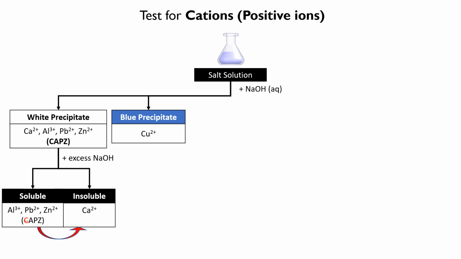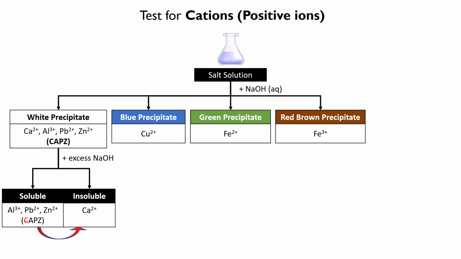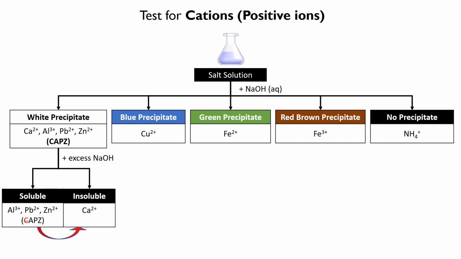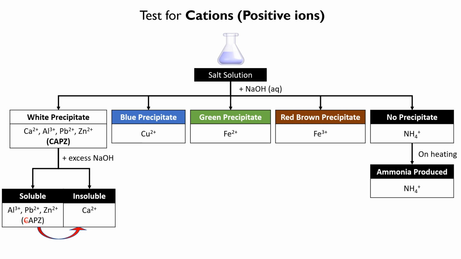If you obtain blue precipitate, it will be copper-2 ions. If you obtain green precipitate, it will be iron-2 ions. And if you obtain reddish-brown precipitate, it will be iron-3 ions. Lastly, if there is no precipitate formed, it will be ammonium ions. And ammonia gas will be produced upon heating to give you the confirmation that it is ammonium.